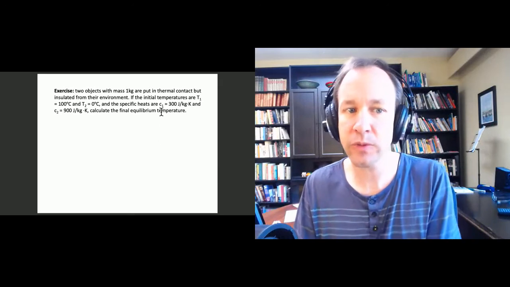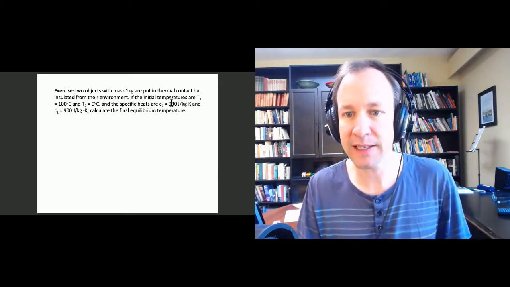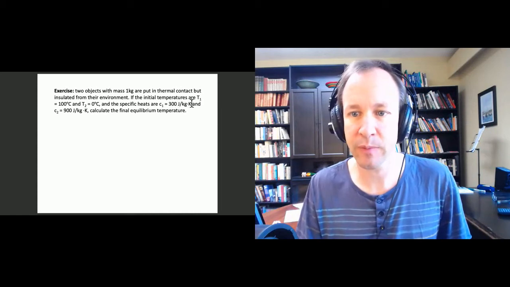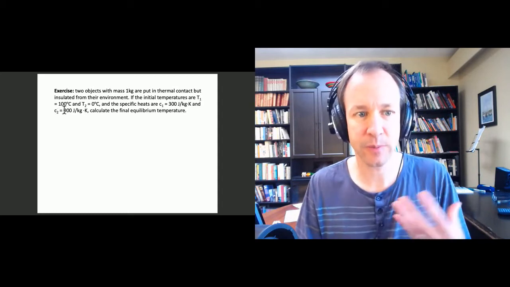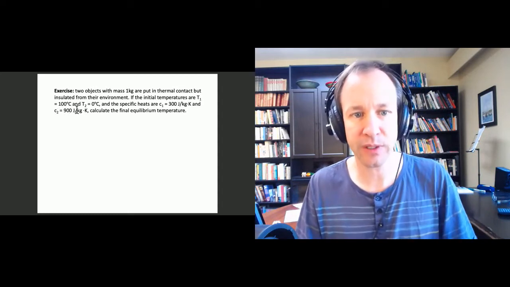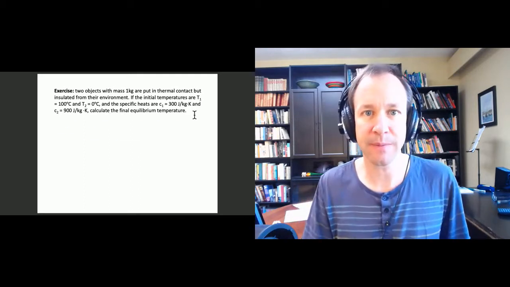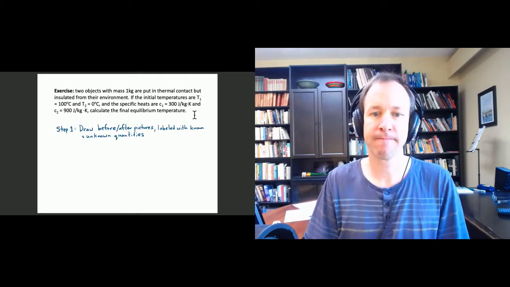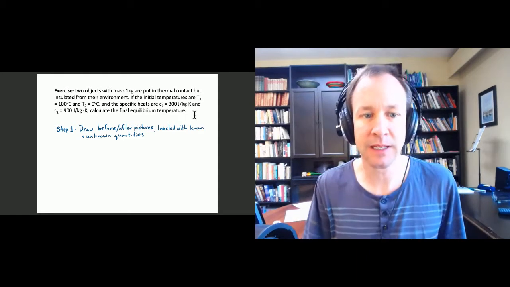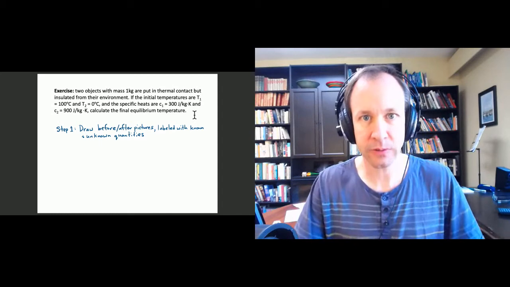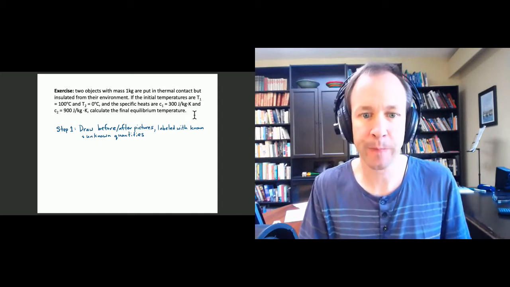So here we're saying that the 100-degree object has a heat capacity of 300 joules per kilogram per Kelvin, and the other material has a specific heat of 900 joules per kilogram per Kelvin. And we want to calculate the final equilibrium temperature. So you can work through this, pause the video when you need to, and I'll tell you as we go what my solution would be.